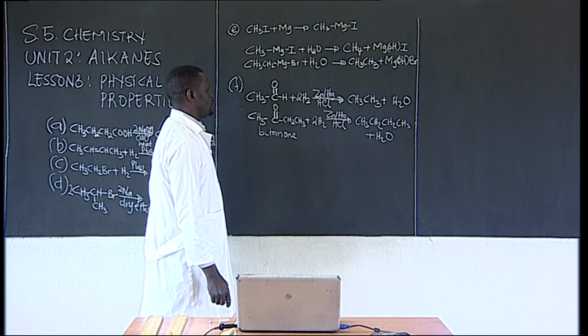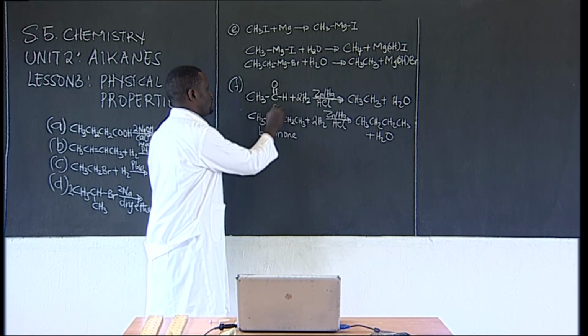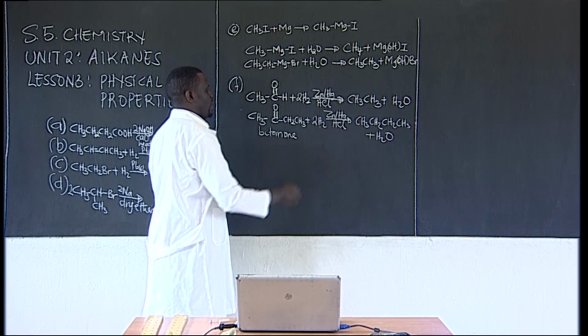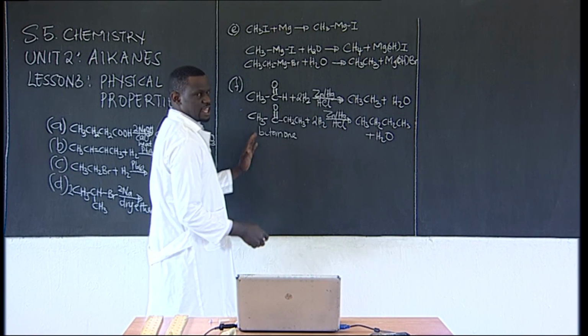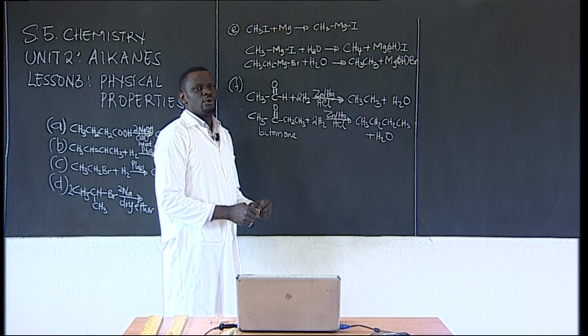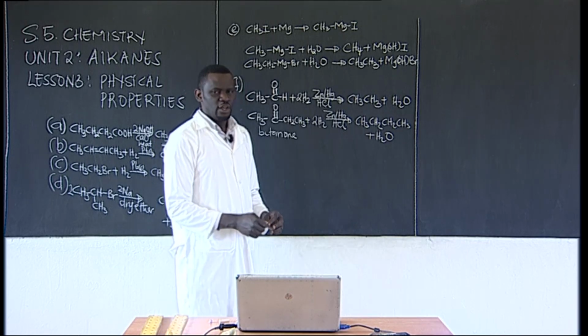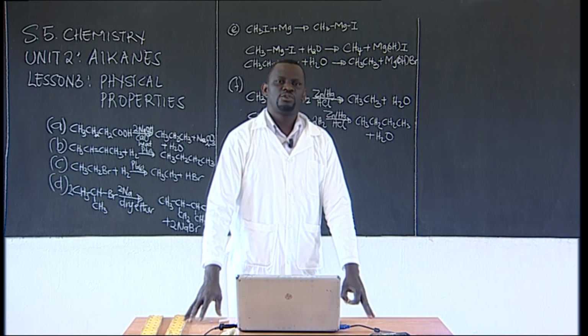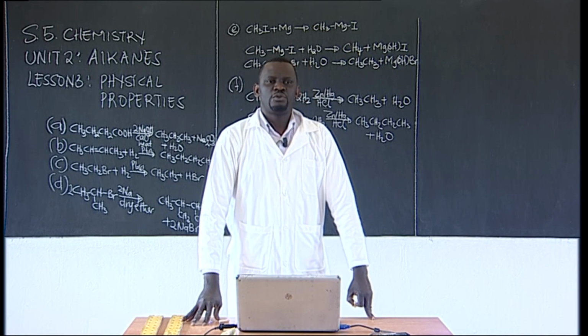So the remaining will form water. The oxygen will combine with the hydrogens here to form what? Water. So this is another method of preparation of alkanes in the laboratory. As we said, these alkanes can also be found naturally from crude oil.